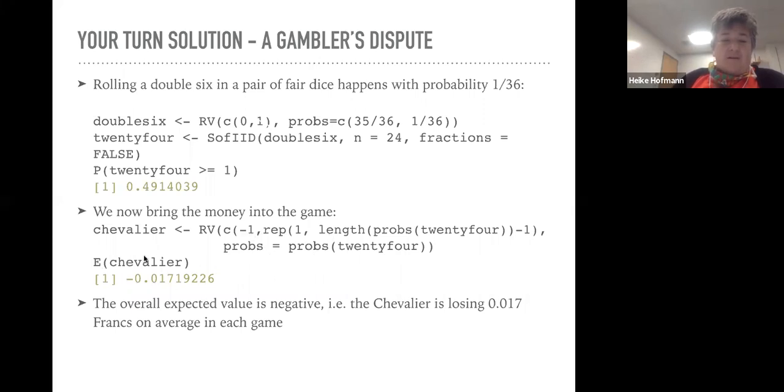And overall, the expected value comes out as -0.017. That is in francs, so the same unit as this random variable, Chevalier paying 1 franc, getting 1 franc from a game. And the overall expected value is negative. That means that overall Chevalier pays more than he gets out of this game.